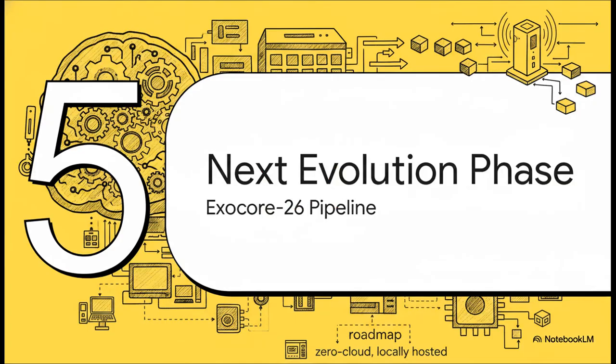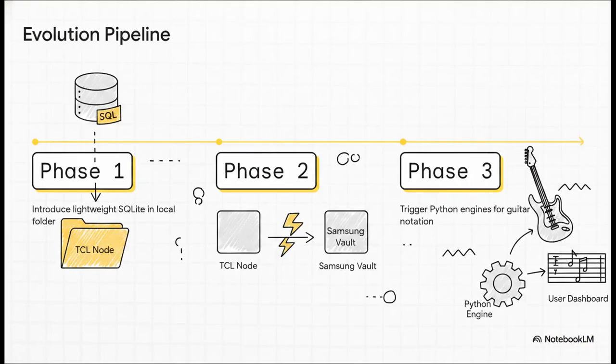And that brings us to Section 5, the next evolution phase, the ExoCore 26 to-do pipeline. So, what's next? Well, here is the exact to-do pipeline currently being fed to the AI agents for the next evolution of the system. Phase 1 is persistence optimization. The immediate next step is dropping a lightweight SQLite database right into the local project folder on that TCL node. That way, they can safely back up every single incoming payload without needing any heavy installations.